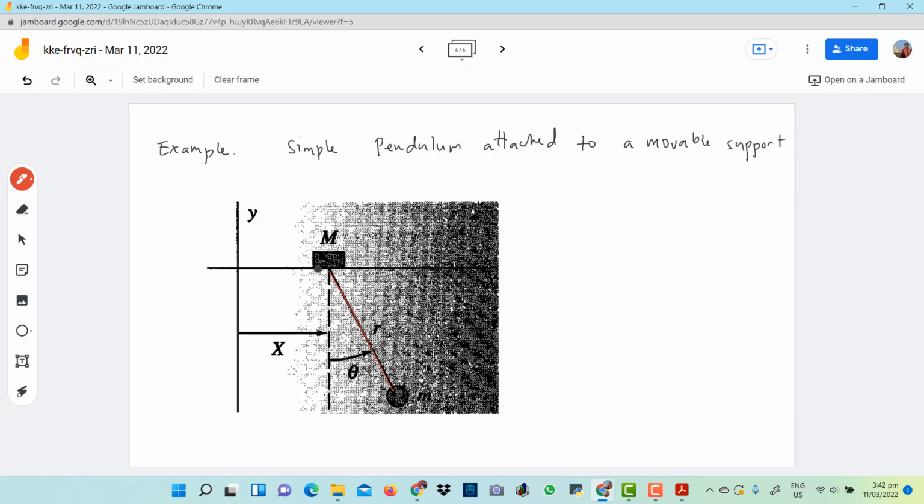This one is moving. It's not fixed, Juliana. But you might get confused, because it looks like it's connected to the origin. But take note, this one is moving. Your capital M, you call it your movable support. This one is actually moving from there to that one. So your mass M moves toward here.